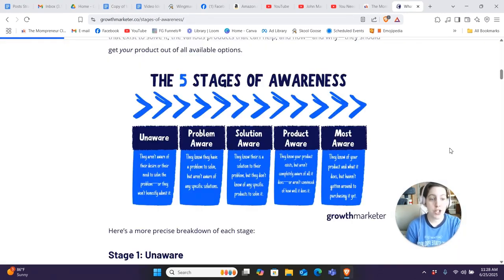So let's dive in. First, we're going to start with the 5 stages of awareness, because the email sequence that we have you do is going to use these 5 stages of awareness to bring people to making a sale at the end of the sequence.